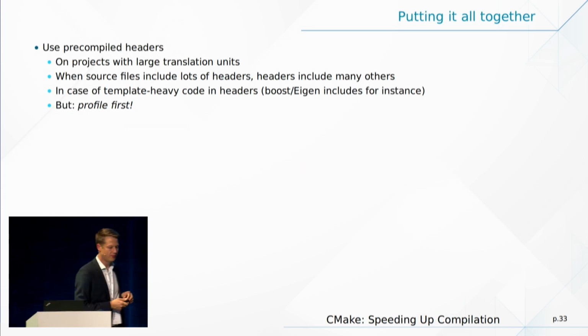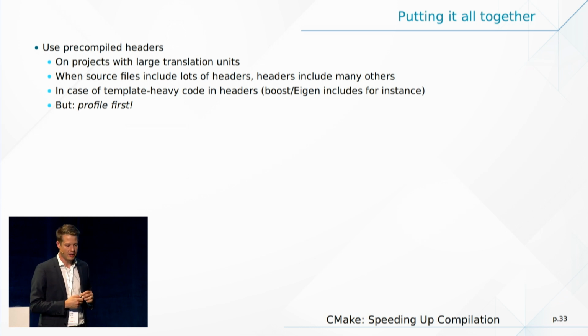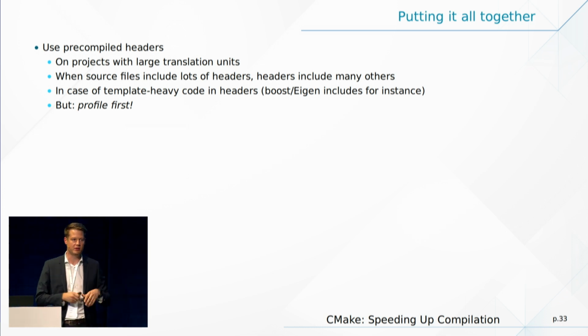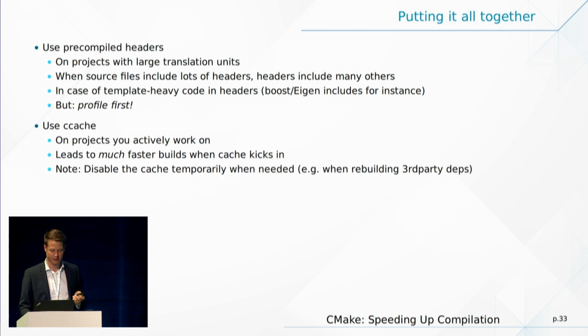Putting it all together, when should you use precompiled headers? On projects with large translation units. We usually have the problem that we have legacy code bases with tons of code, tons of includes inside headers, which we cannot change or fix. There, precompiled headers make a lot of sense because we can make compilation faster just by injecting those, especially with template-heavy code. But we always say profile first.